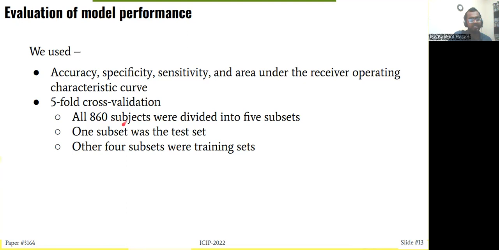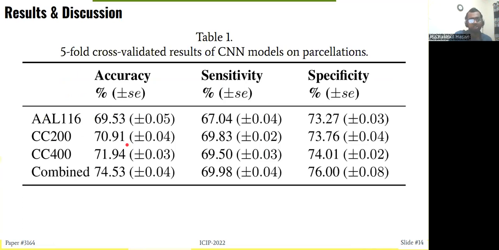So while 860 subjects were divided into 5 subsets, one particular subset was the testing set, and the other 4 subsets were training sets. And we iterated the process for all 5 subsets. So we got 5 different test accuracies. The mean accuracy and also the standard deviations are reported. For example, this particular Table 1 is reporting the 5-fold cross-validated results of CNN models. First of all, we applied 3 different atlases, and their performance is shown here, and then the combined ensemble approach performance is shown here.